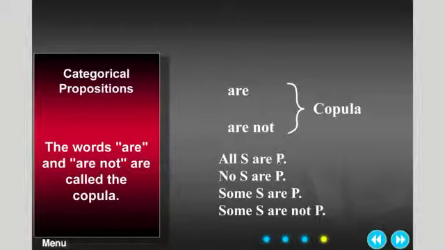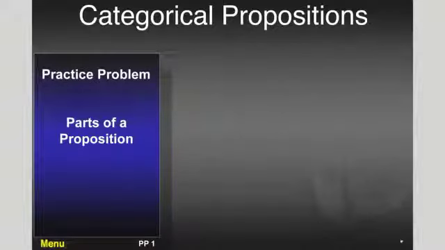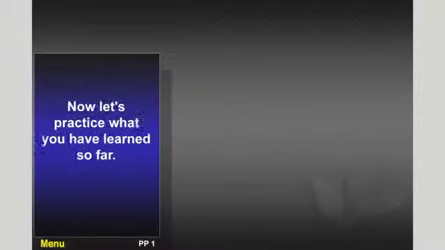All S are P, no S are P, some S are P, some S are not P. So the "are" here, which is all the same, is called the copula. Now the "are" may be "are" or "are not". So it could be "are" or "are not". So that's called the copula, and that's what holds S and P together. All right? So some practice problems.